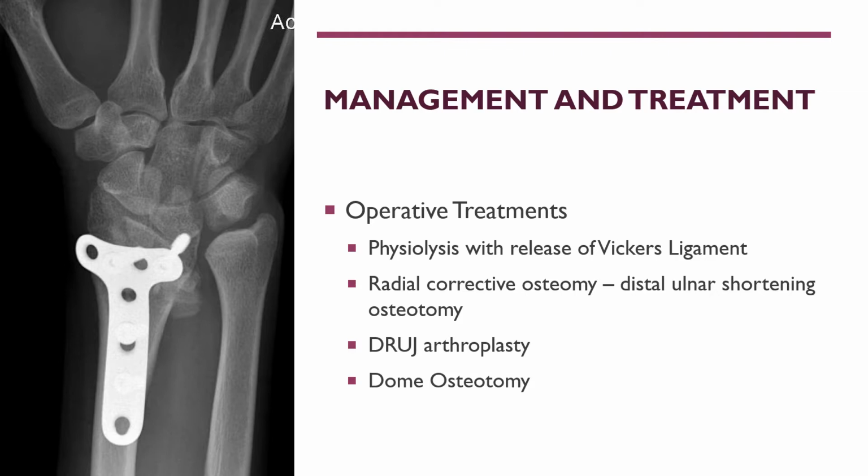Management and treatment, looking at operative, which are the most common treatments. There's a couple. Can do an osteotomy, which is taking away some bone to reduce pain and inflammation and whatnot. And then another one would be just the release of the Vickers ligament, so cutting that completely. And then the last one would be an arthroplasty, in which they would add in a couple screws and a plate to help with the deviation that would be occurring.